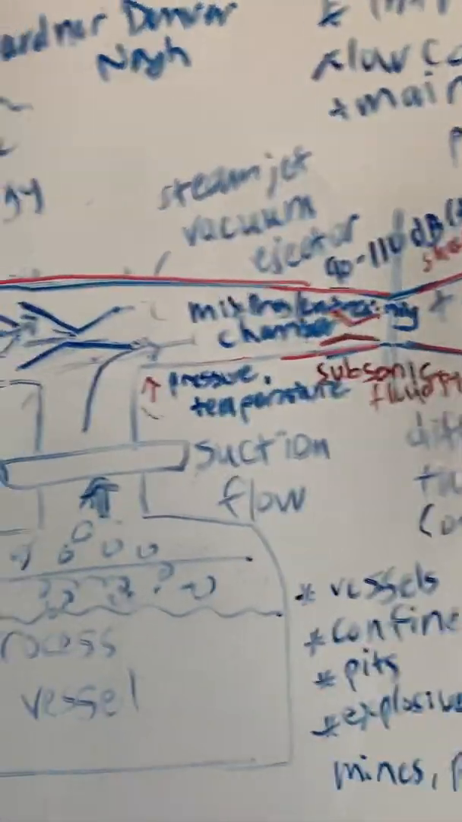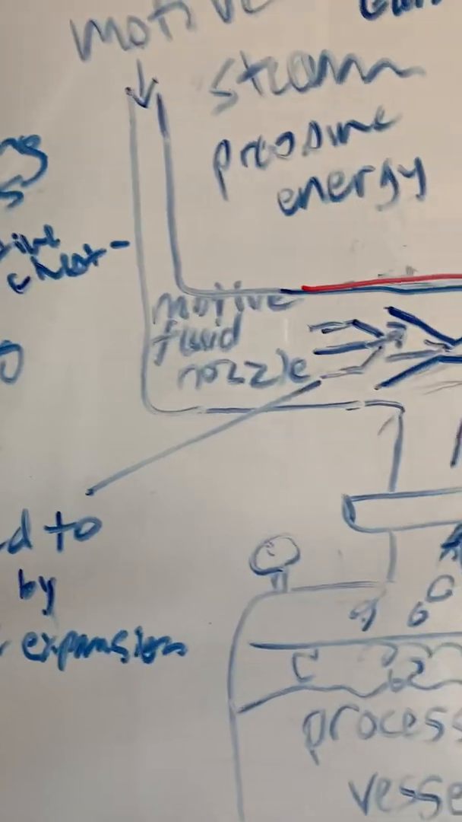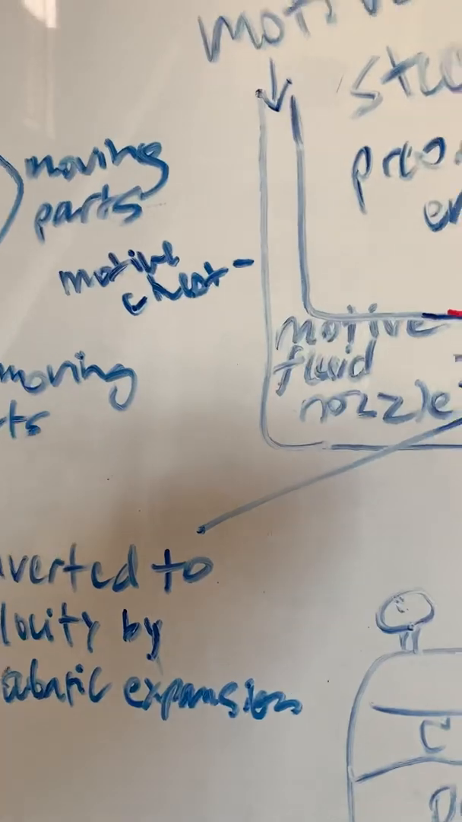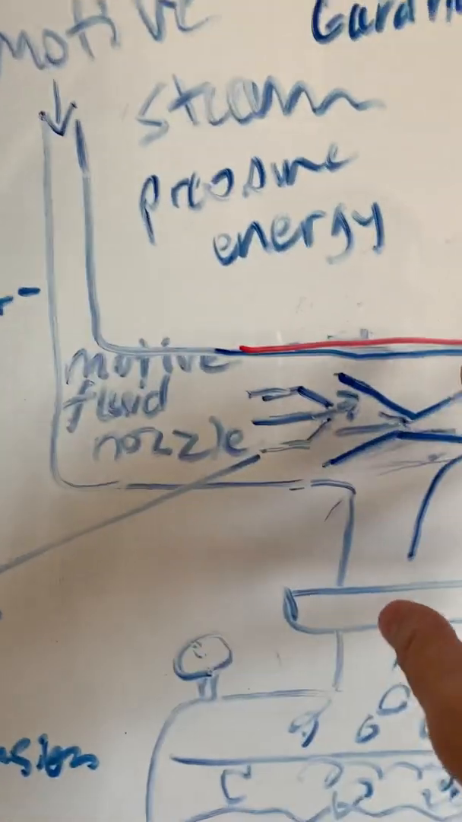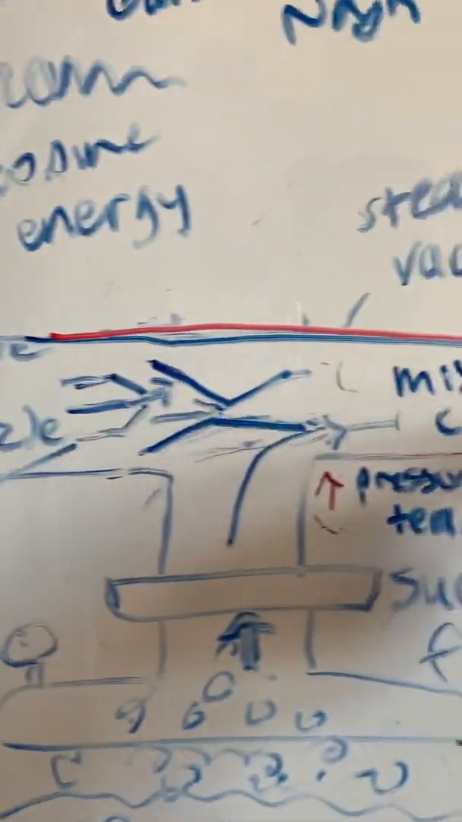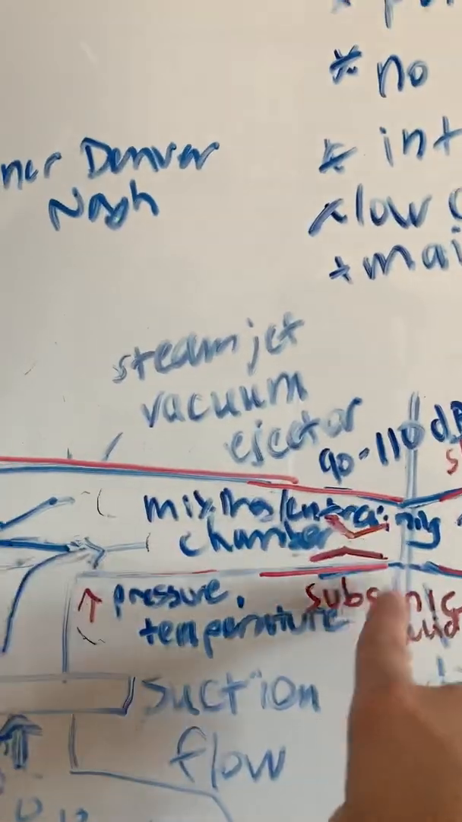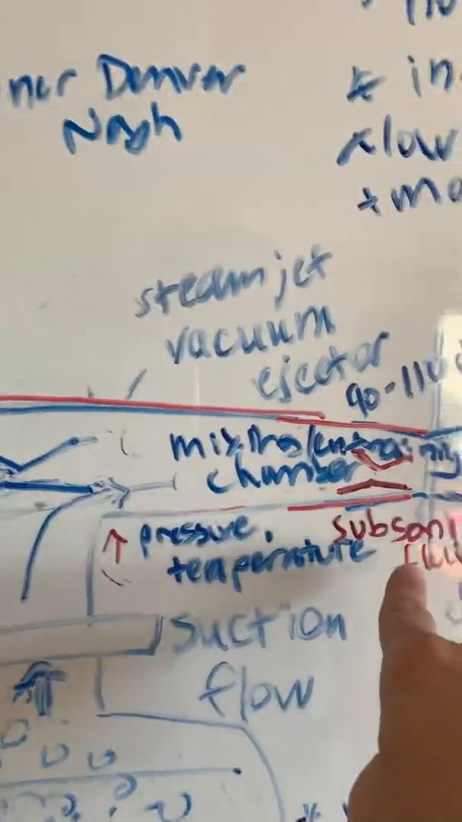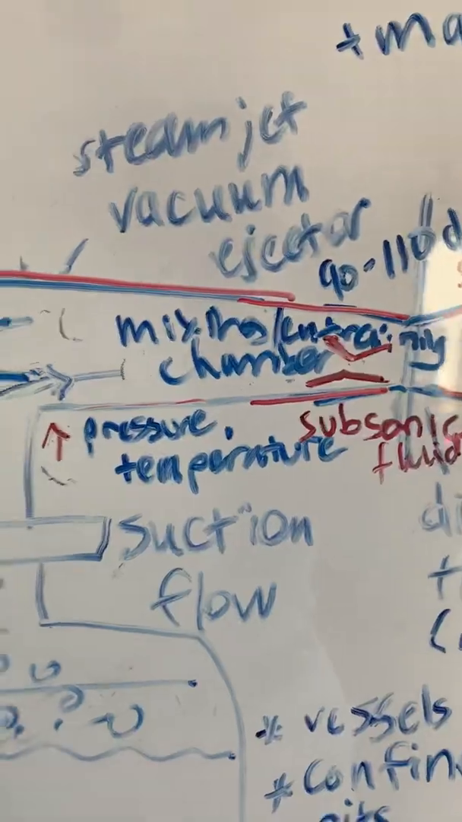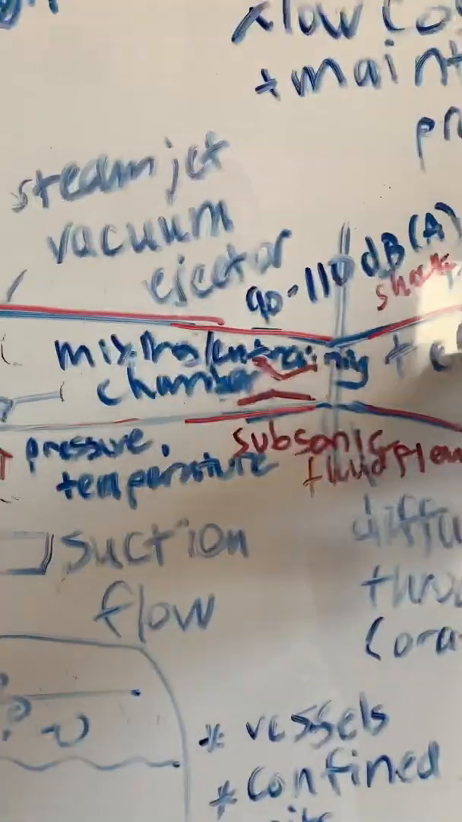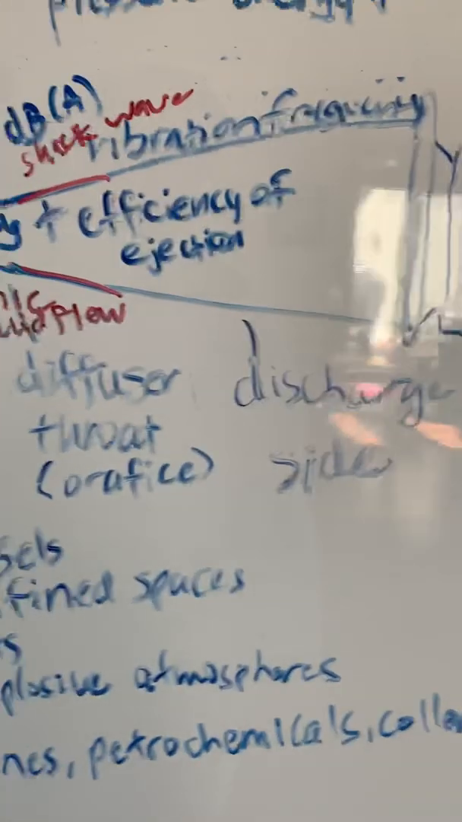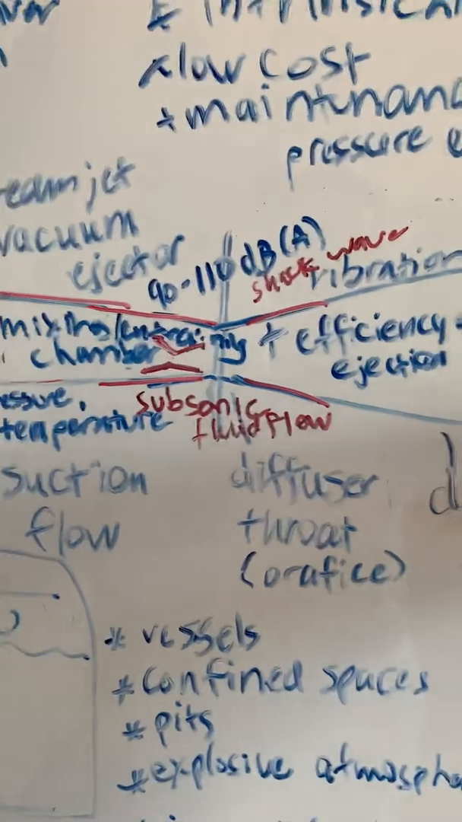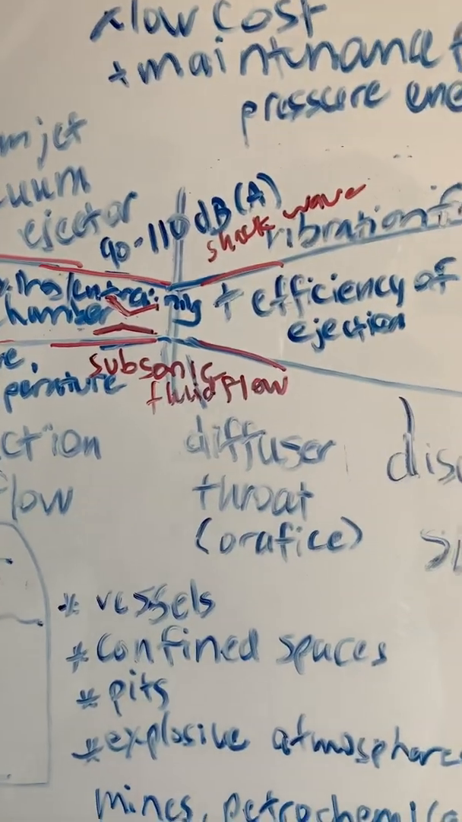So we start with the supersonic velocity, so it's past the sound barrier. It's fast. Okay, it gets into this mixing chamber. Now once it's done this mixing and entraining, in that conversion, it's being converted over to subsonic fluid flow. That's where we're getting the shock waves and we're getting the high frequency. So that's going to be addressed at the end.